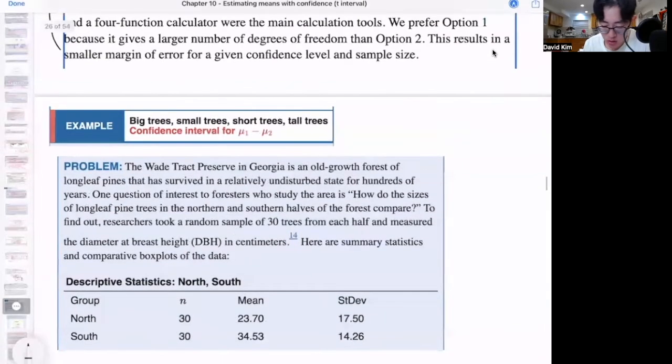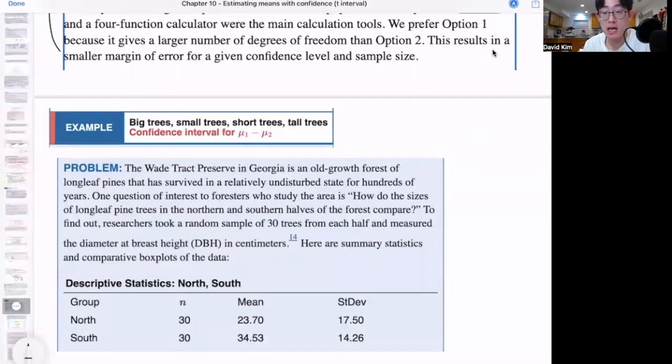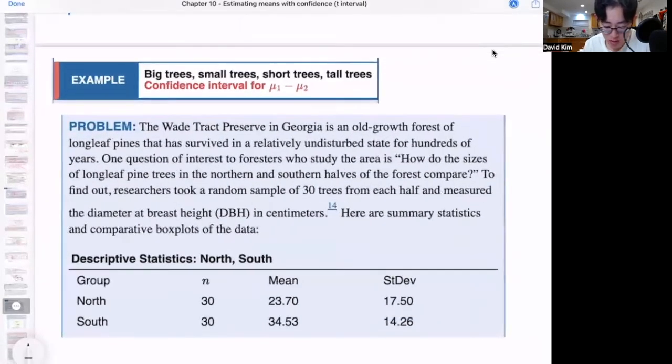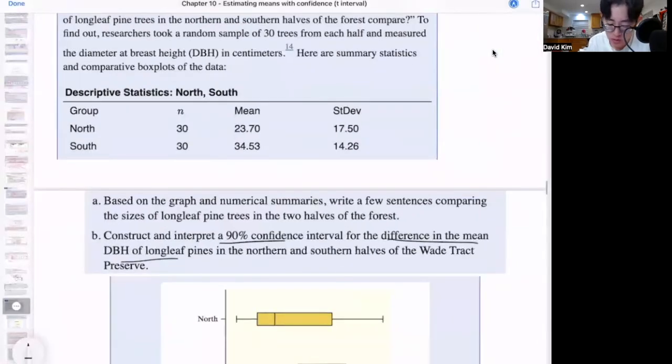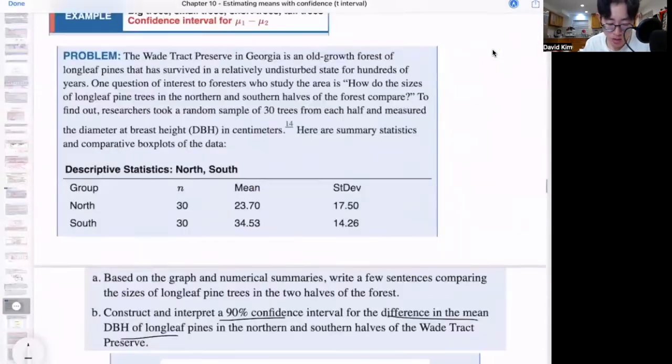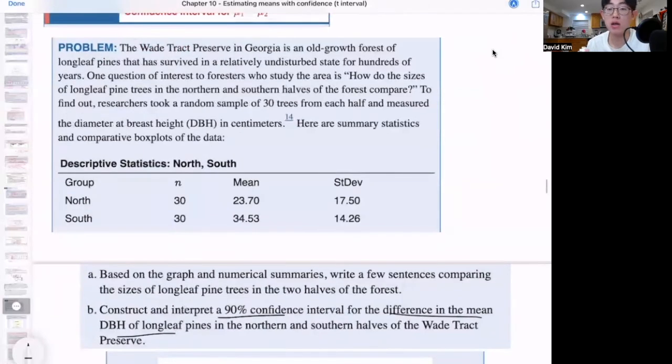Okay, all right. So we're going to go straight to a different example, and then I believe they're simply going to ask you to construct a 90% confidence interval for the difference between the means, and so on. All right, so pause the video for me now, and then check your answers after, and then we'll pick it up from there.